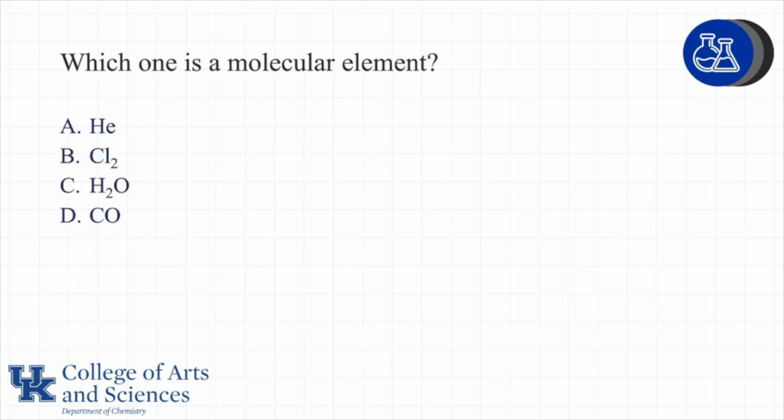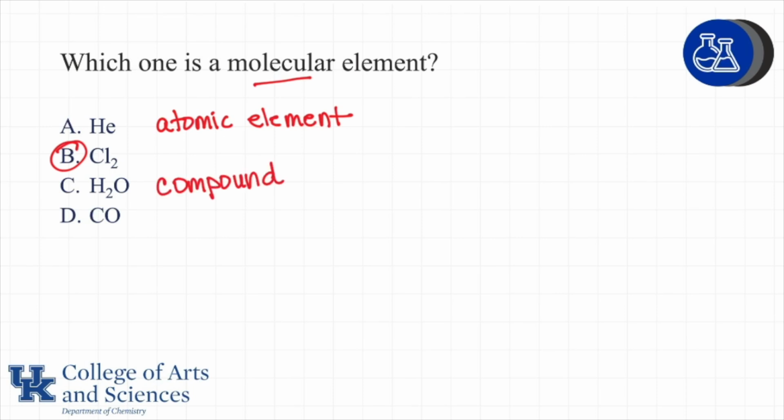Which one is a molecular element? Remember, I'm looking for a molecular element, which indicates there has to be more than one atom, and because it's an element, it has to be more than one of the same atom. So B is our correct answer. When I look at A, it is an atomic element because there's only a single atom of helium. H2O is a compound because it has more than 2 atoms, but they are of different elements. Therefore, it's a compound. And the same thing is true for CO. It has 2 different elements, so it is a compound.